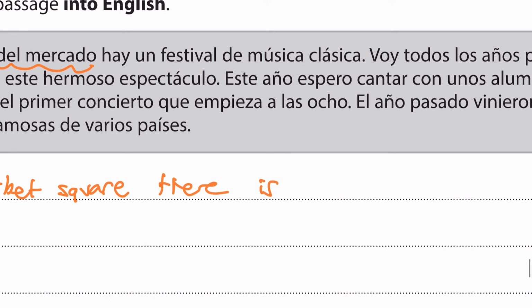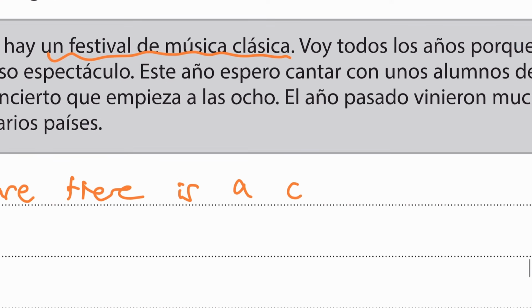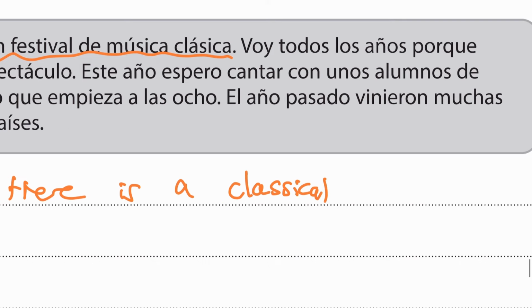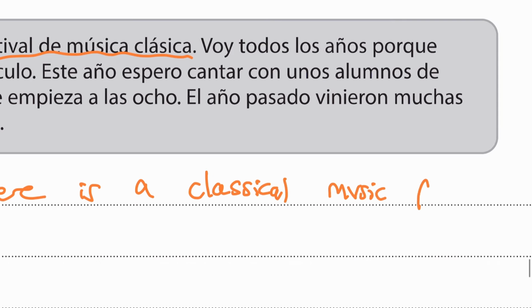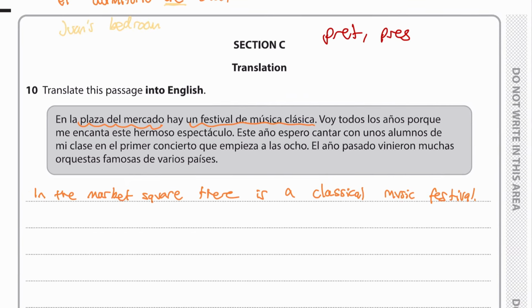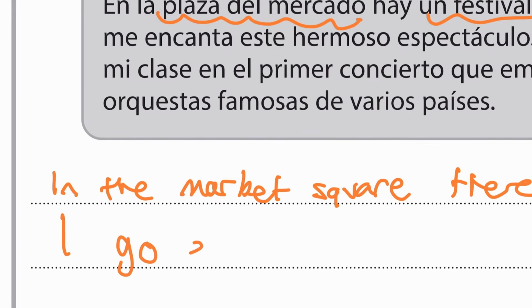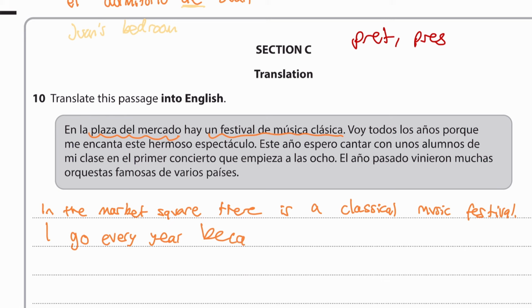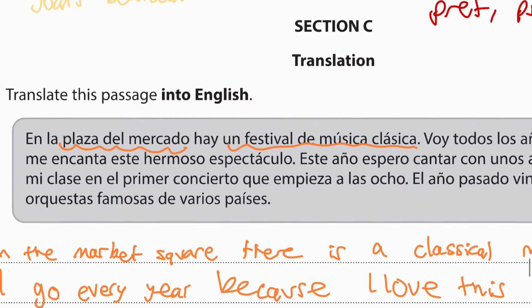is, again, un festival de música clásica. Let's rearrange the words. There is a classical, let's work on handwriting a little bit. There is a classical music, what was the word? Festival, isn't it? Festival. Full stops, that's the first sentence there. Trickiest word going to be plaza, isn't it? Voy todos los años, I go every year or each year. I saw the word porque. Porque is because. Me encanta, I love this. Hermoso is beautiful. Beautiful, like, what's the word?